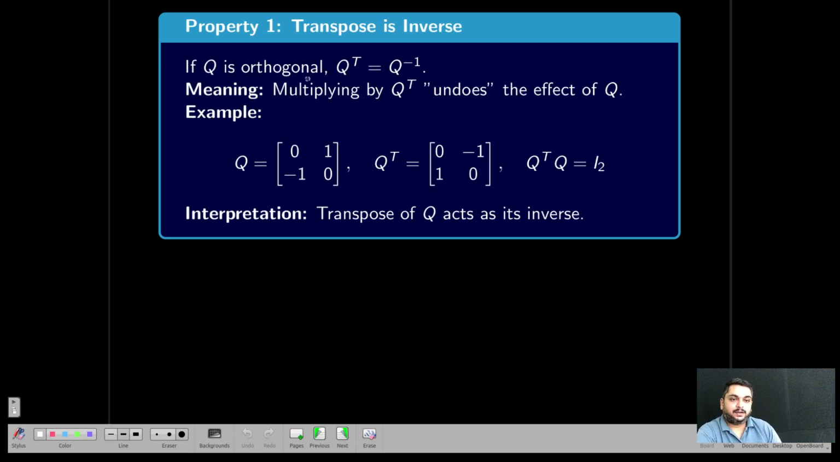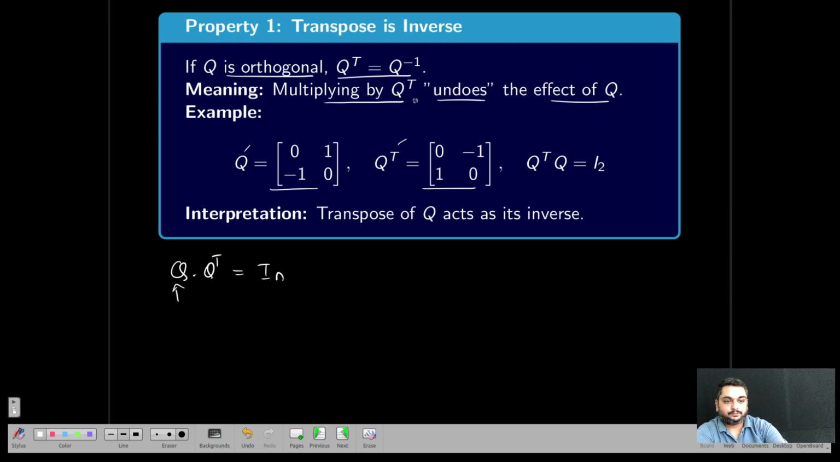Now, the first property, let us understand. If Q is orthogonal, that means Q transpose equals Q inverse. That means what? Multiplying by Q transpose undoes the effect of Q. So if I have Q and then I multiply it by Q transpose, whatever the effect of Q was is not there anymore. So I'll get an identity matrix. That is the meaning. So if you check this, this is orthogonal. This is also orthogonal.